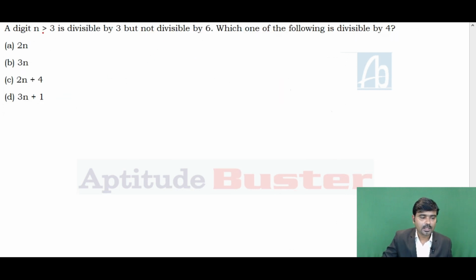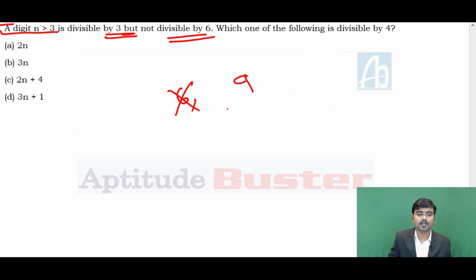A digit n greater than 3 is divisible by 3 but not divisible by 6. Which one of the following is divisible by 4? A digit n greater than 3 divisible by 3: single digit numbers greater than 3 that are multiples of 3 are 6 and 9. And one more piece of information, it is not divisible by 6, so 6 is eliminated. What's the value of n? The value of n is 9. Once the value of n is 9, substitute in the first option.